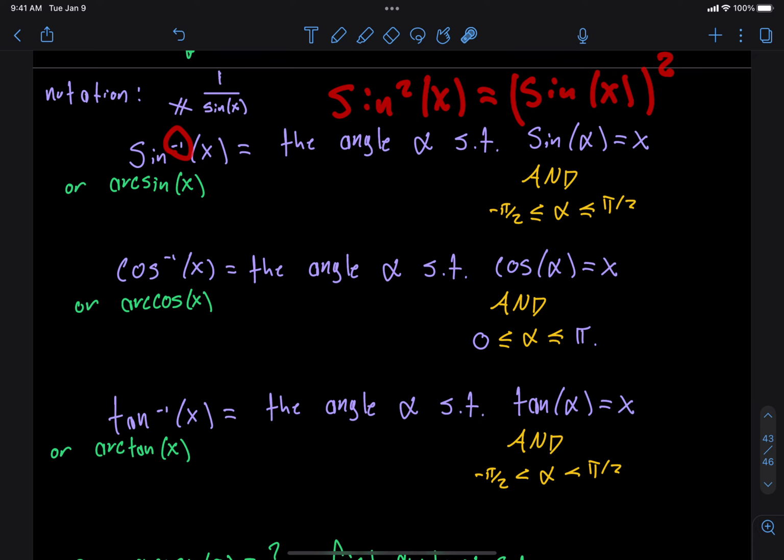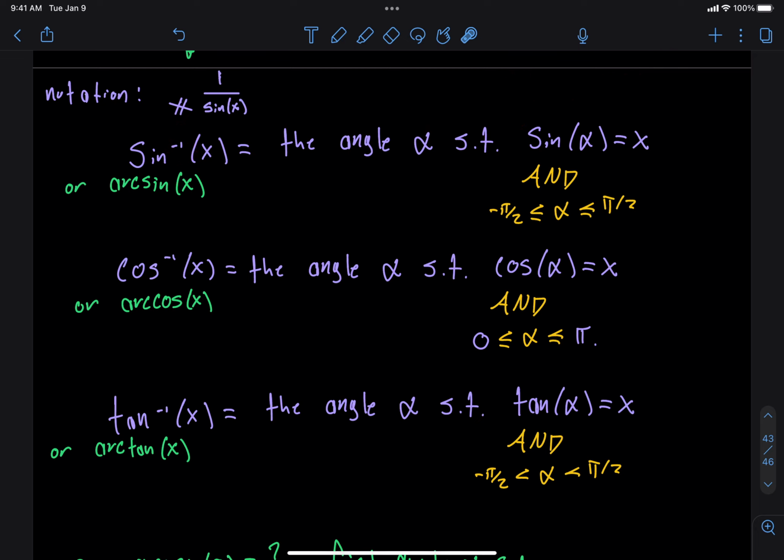Not so when I write this -1 here. I'm not talking about a -1 power. I'm talking about the inverse function, which is completely different. So another way you could write it would be to write arcsine. Then you'll never be confused. But you have to write more letters, so there's a huge trade-off there.